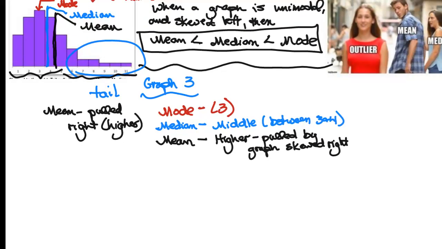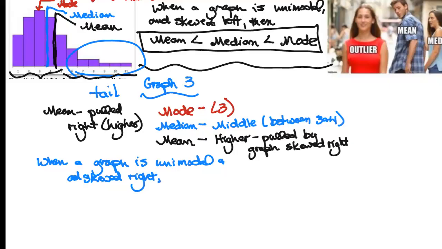Okay? And we can say when a graph is unimodal, one mode, and skewed right, then the mean is going to be greater than the median, which is also going to be greater than the mode.